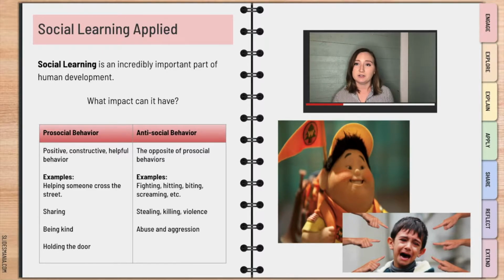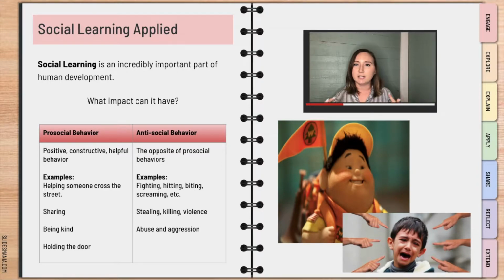What impact, though, can this social learning have? So we can learn two different types of behavior. The first is pro-social behaviors. These are positive, constructive, helpful behaviors. Think Russell from Up. But we can also learn antisocial behavior.